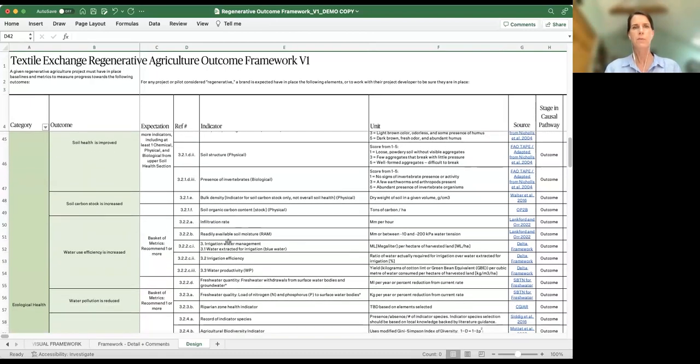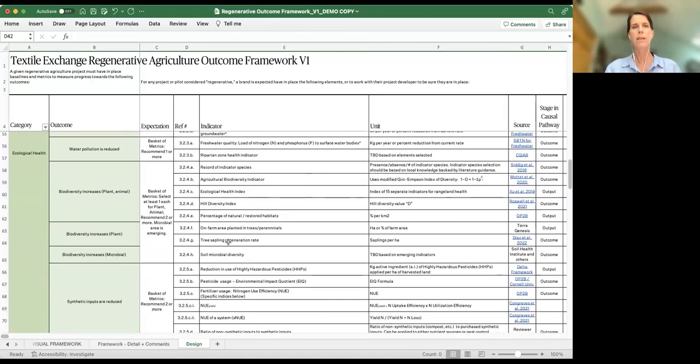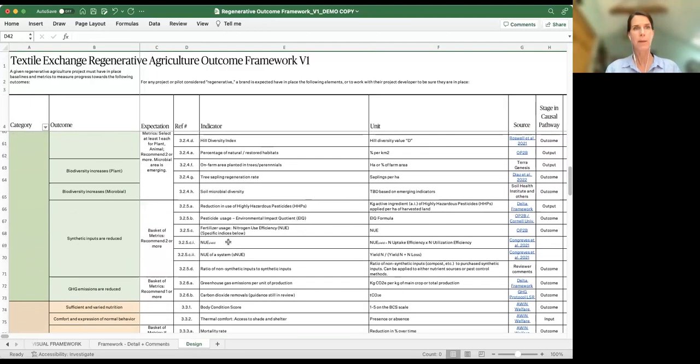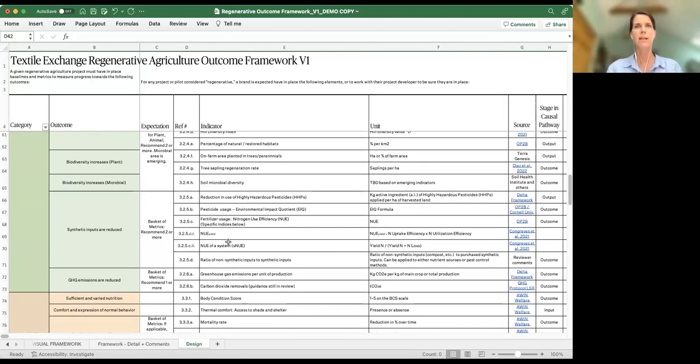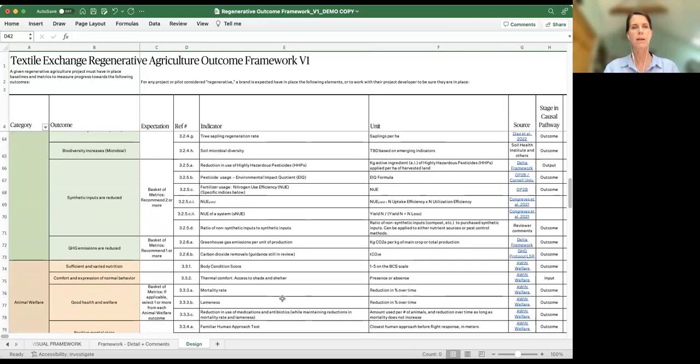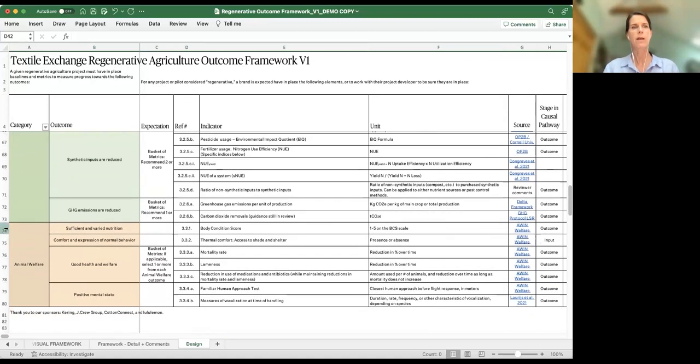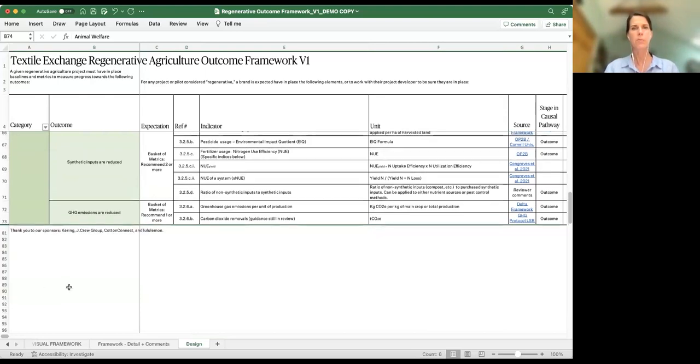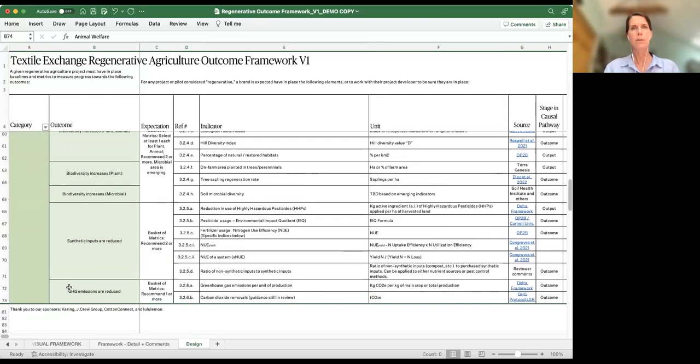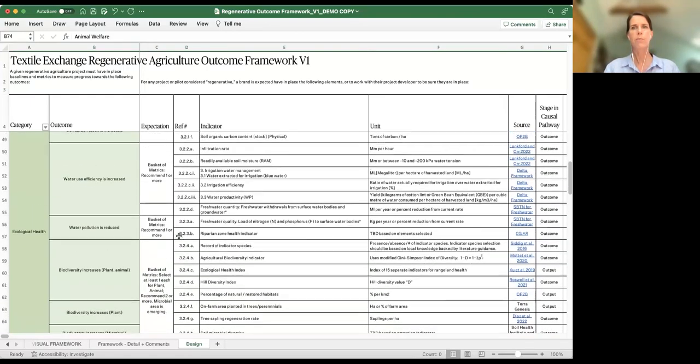We can continue in this way down the framework, and by the end, you'll come out with a more manageable set. There'll still be a number of indicators for most projects because we are dealing with complex and holistic systems, but a much more manageable set. For example, here, we don't need any of the animal welfare indicators involved in this project, so we could hide those to end up with our smaller set. And we could repeat this process for any of a number of projects.